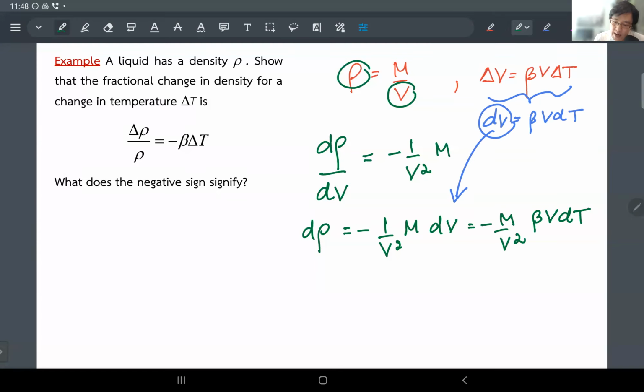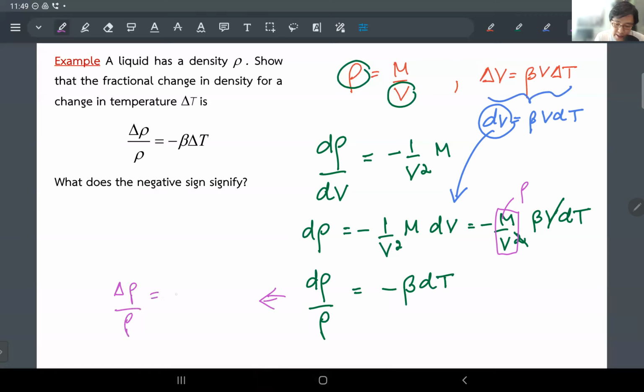So far so good. Now the v cancels. Get rid of that. Good thing about this is m over v itself is rho again. You see the final answer now? I can bring the rho on the right to the left. So it's going to be d rho over rho. On the right, I have the beta left. I still have the dt there. And from here, I can turn this back into the delta, just the difference, not the differential. So delta rho over rho is going to be negative beta delta T. And that's it. I'm done.